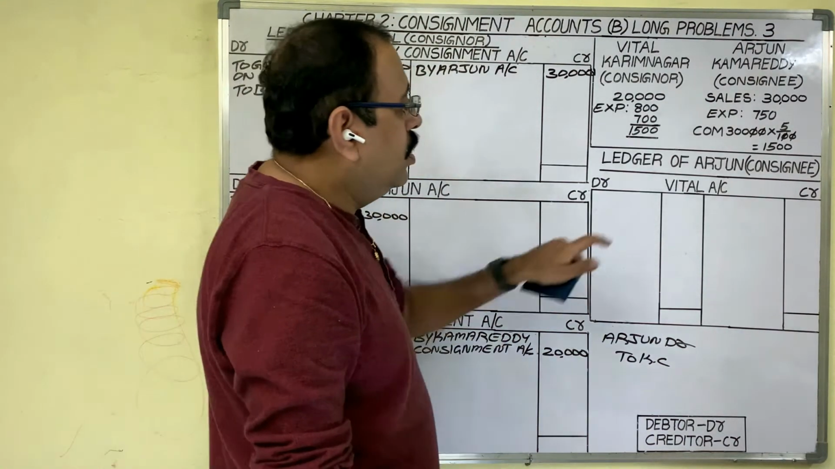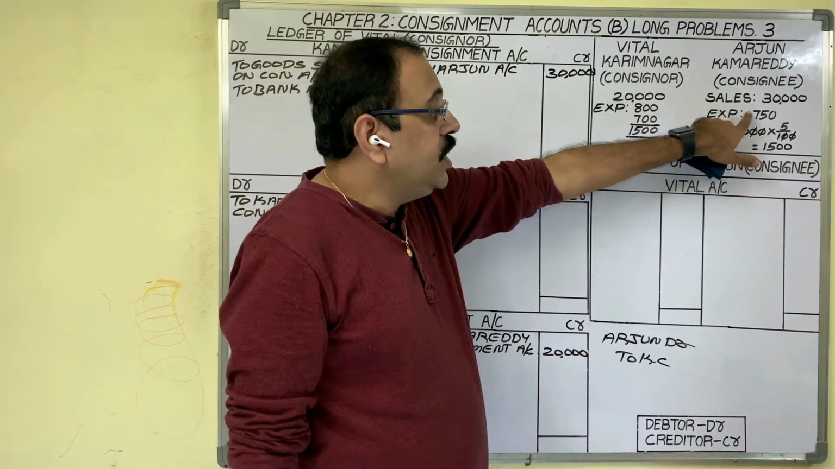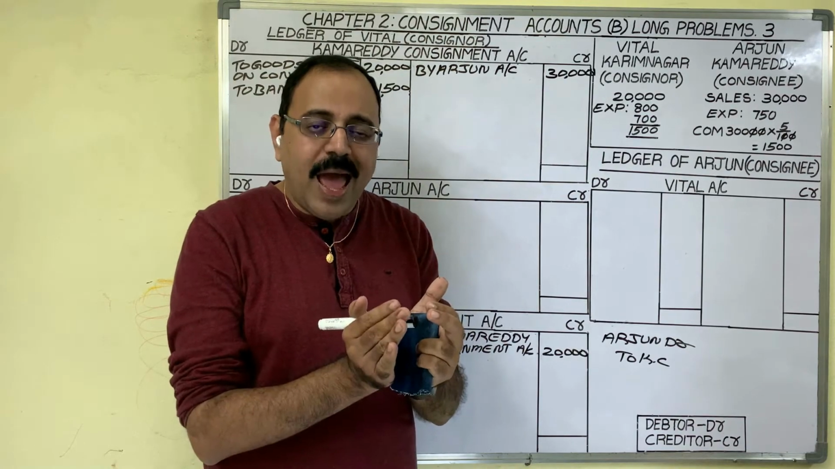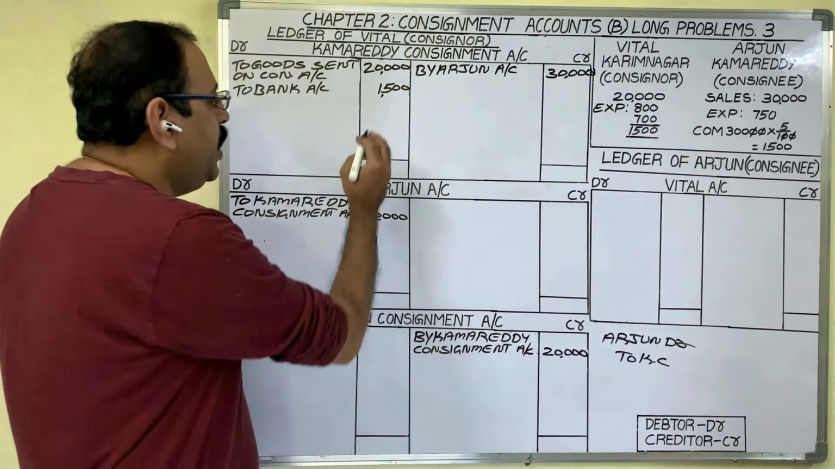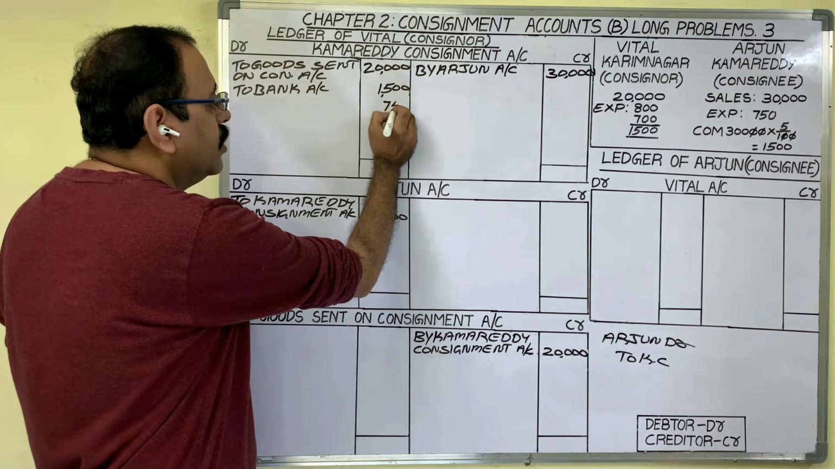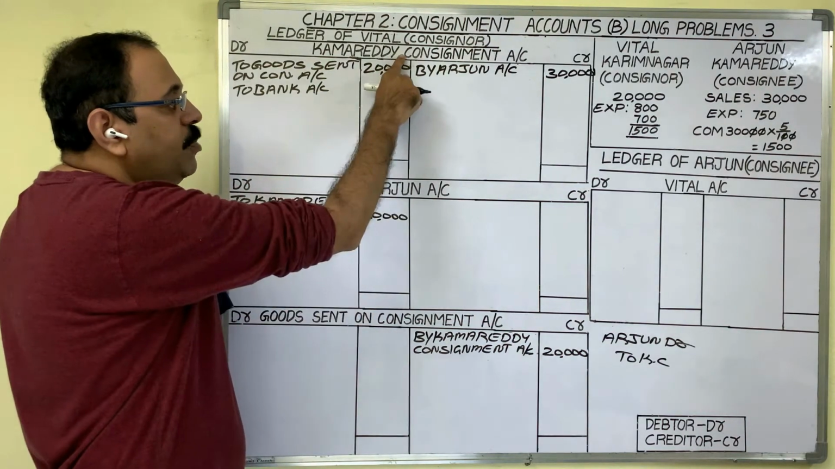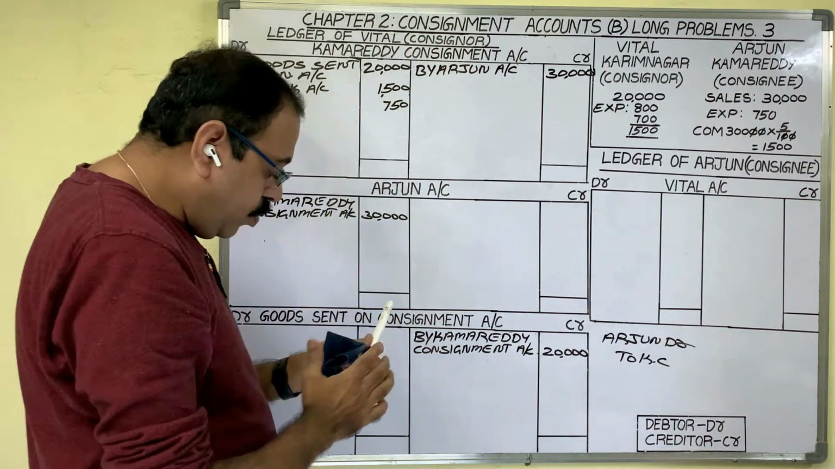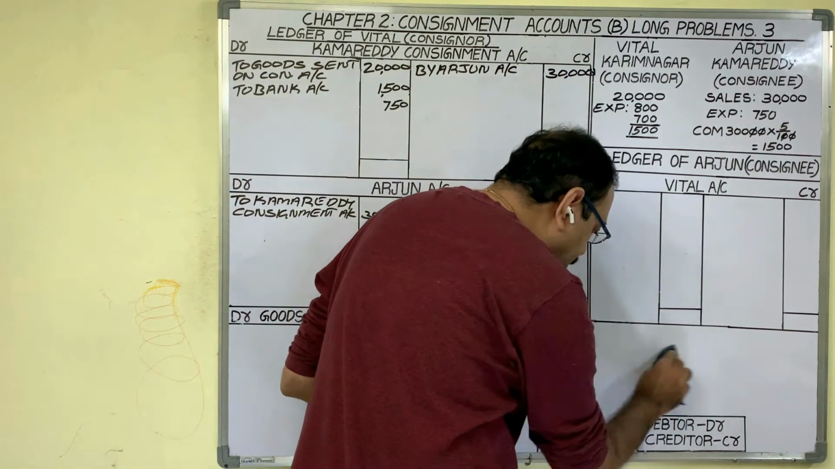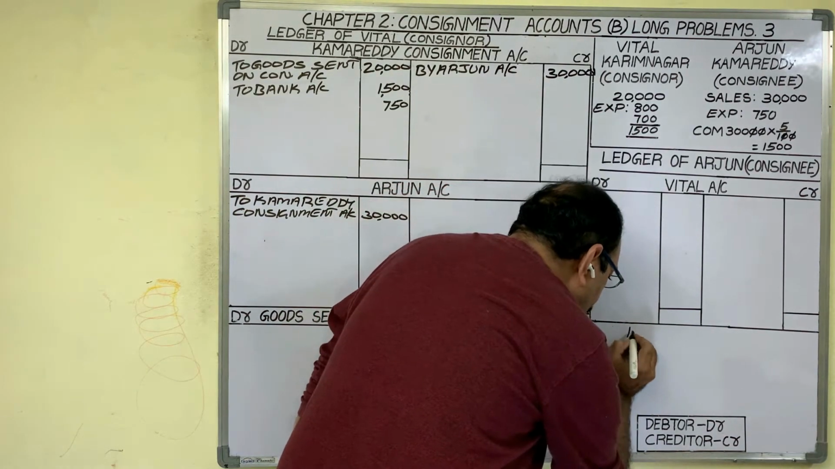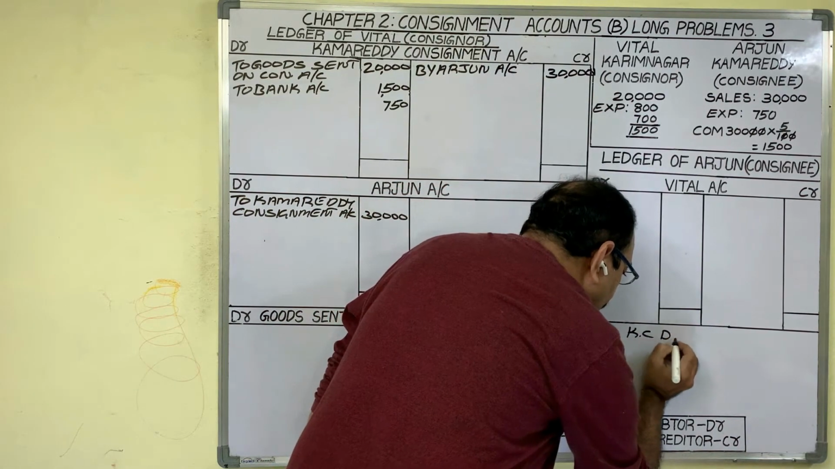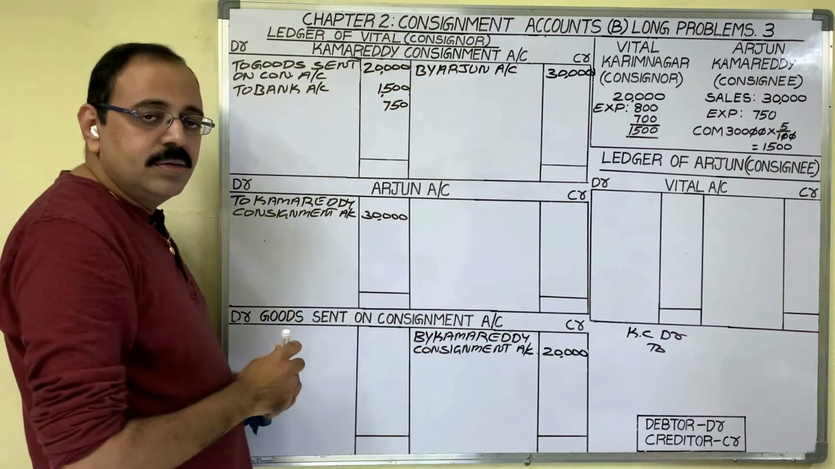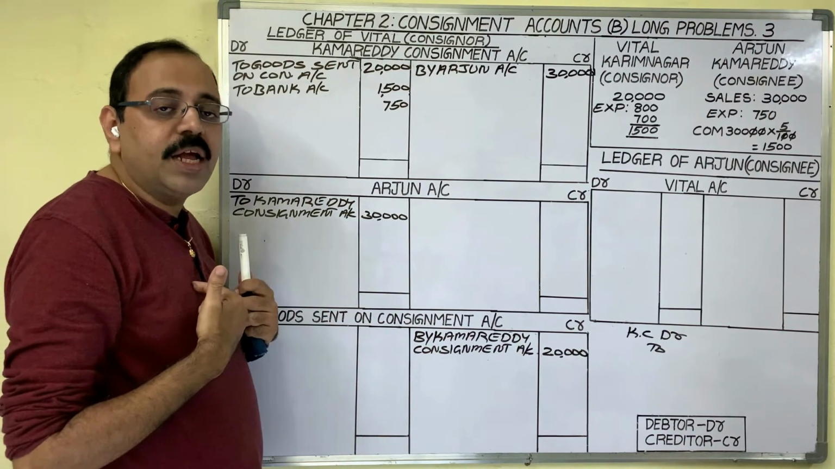Next, consignee incurred expenditure 750. For consignment business, this is an expenditure. As per nominal account rule, expenditure is to be debited. In consignment account, you have to debit 750 rupees. If you want to post like that, then in journal entry, consignment account should be debited. Kamareddy consignment account debtor 2. Don't write bank because we are not paying that expenditure.